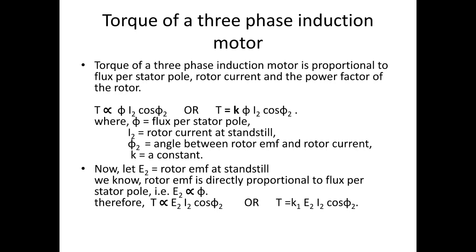Now let E2 be equal to the rotor EMF at standstill. Since I am giving an input from the stator, due to induction I am getting an output in the rotor, that is known as your E2. So we know rotor EMF is directly proportional to flux. So flux is directly proportional to E2, because how much flux it is giving, that much voltage I am getting in the rotor. See, this total induction motor is like your transformer. You have to imagine your transformer. How much you understand the transformer, that much you will understand your induction motor.